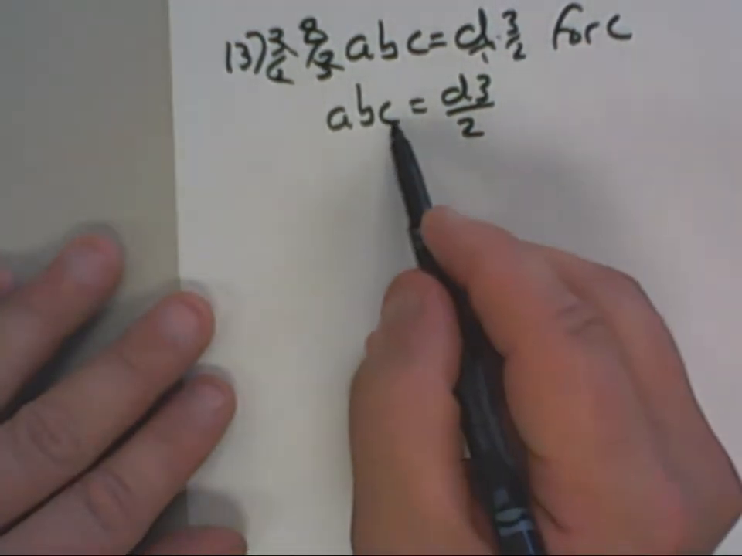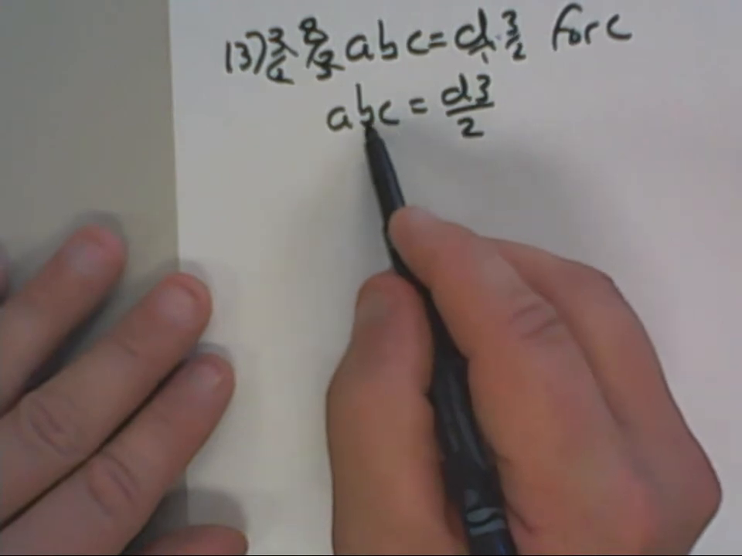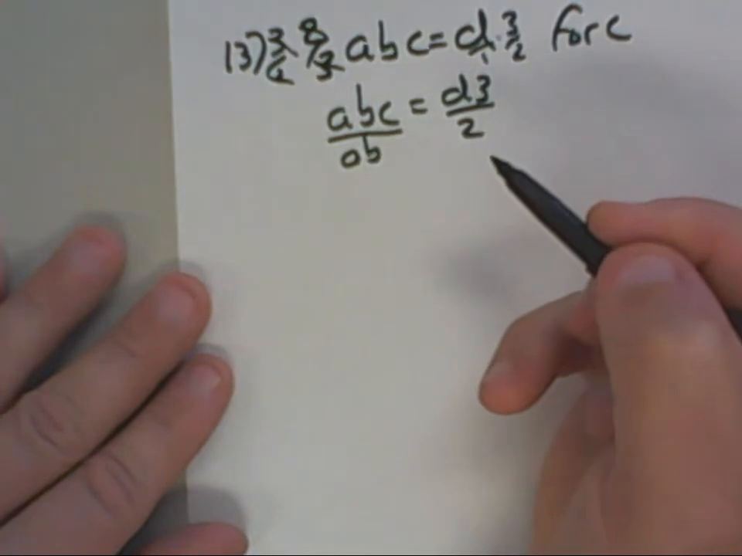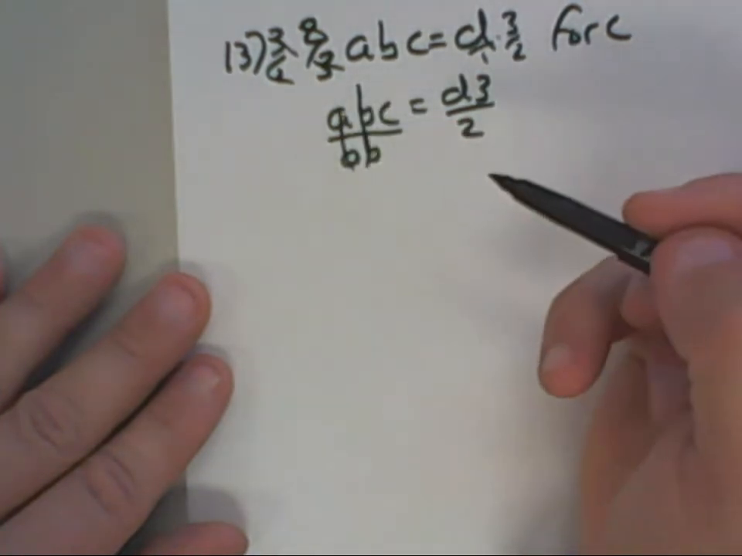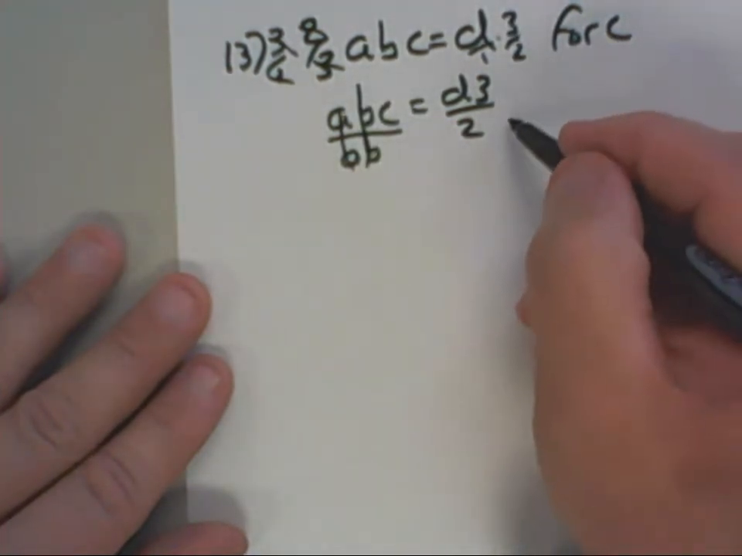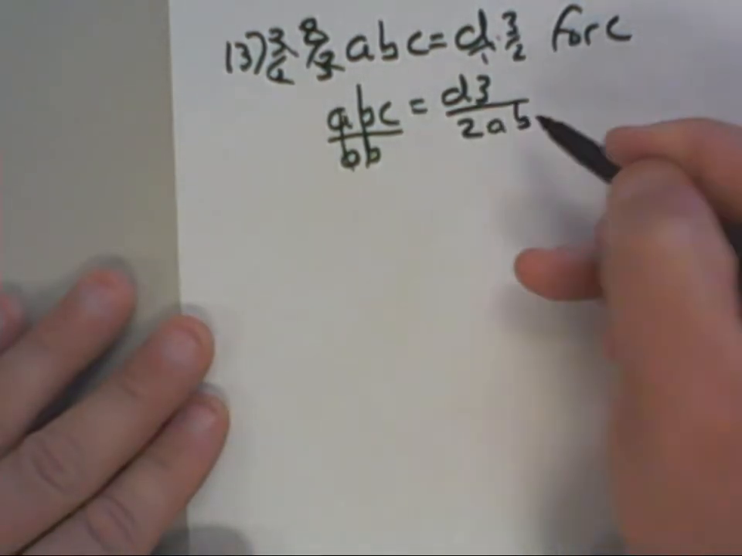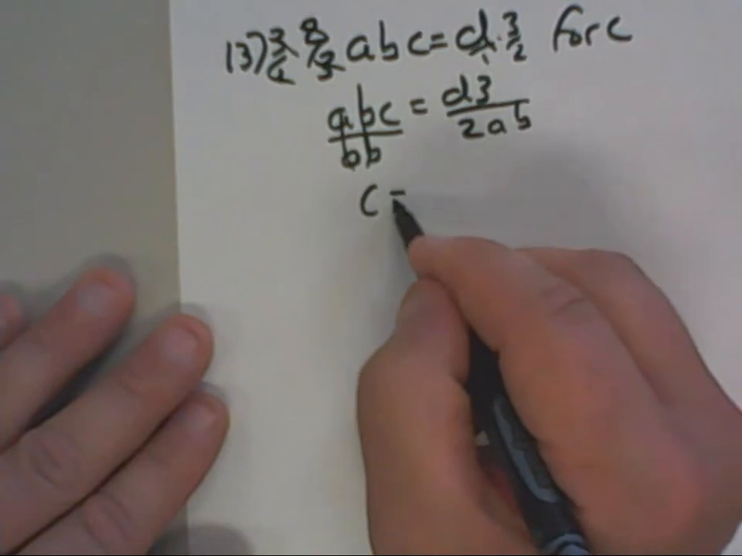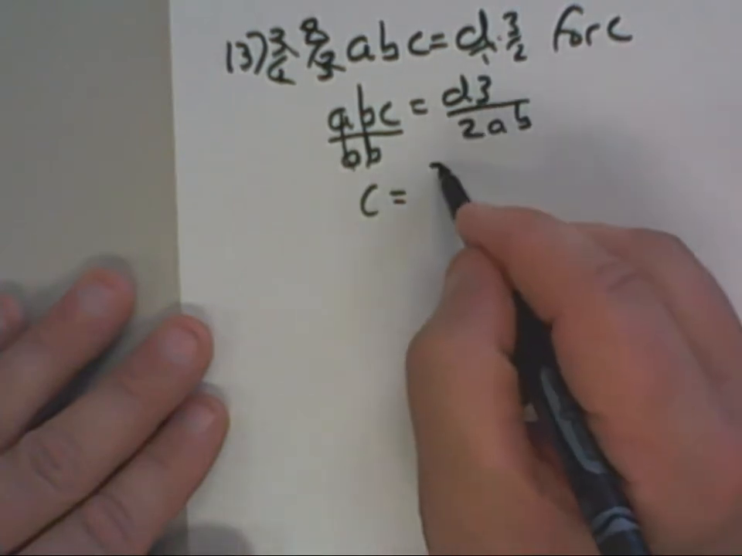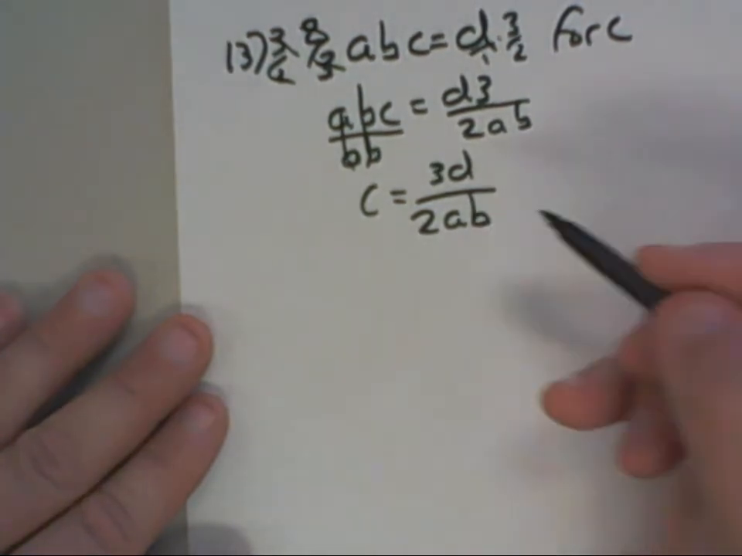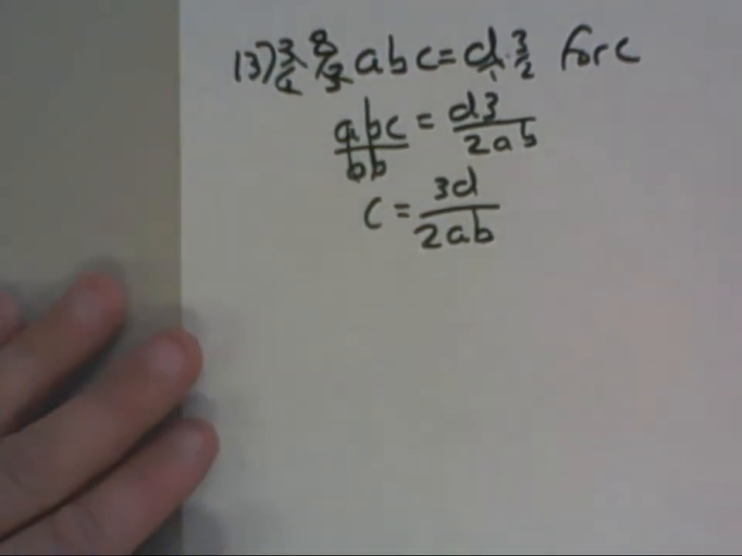Well, then I still want to get c by itself, and I'm still multiplying by the a and the b, so I'm going to divide by a and b. That way the a's would cancel and the b's would cancel. But I'm also going to divide this side by a and b. So I will have c equals d times 3, or 3d over 2ab. And that equation is just rewritten so that c is by itself.